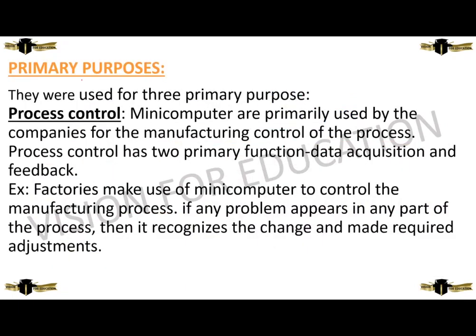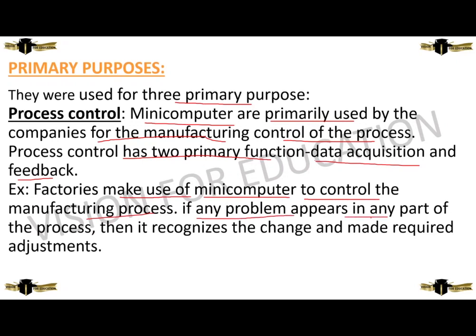What is the primary purpose of a minicomputer? There are three primary purposes for the minicomputer. Process control. Minicomputers are primarily used by companies for controlling manufacturing processes. The process has two primary functions, data acquisition and feedback. For example, factories make use of minicomputers to control the manufacturing processes. If any problem appears in any part of the process, it recognizes the change and makes the required adjustment.